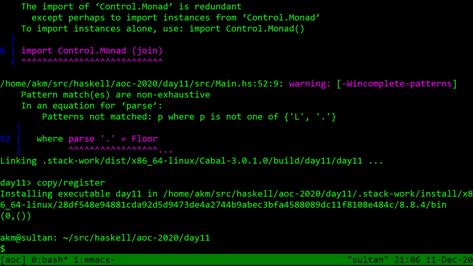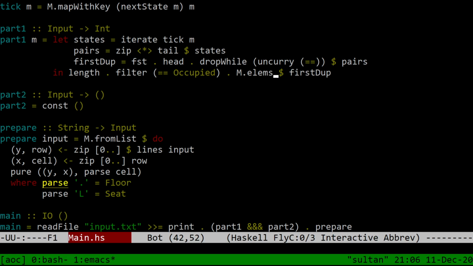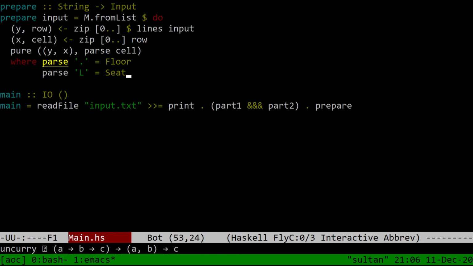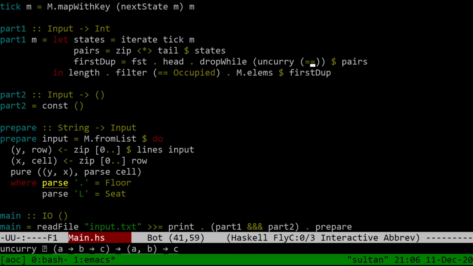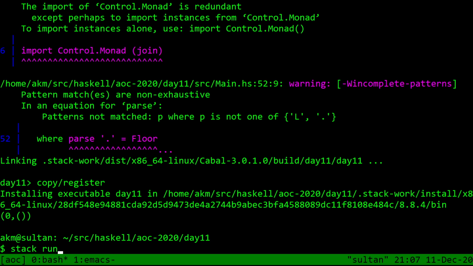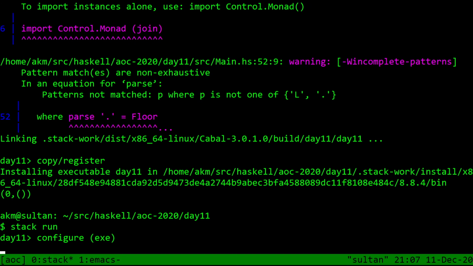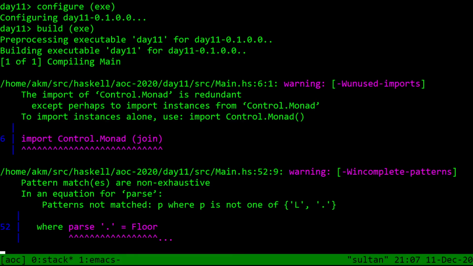I know why that's wrong. Because I said drop while they are equal, so it's just looking at the initial state. What I should have done was said drop while they are different. And it'll keep going until you reach a state where the transition function leaves things the same.